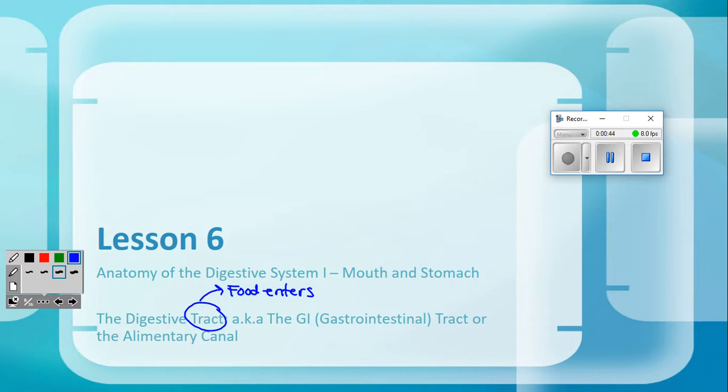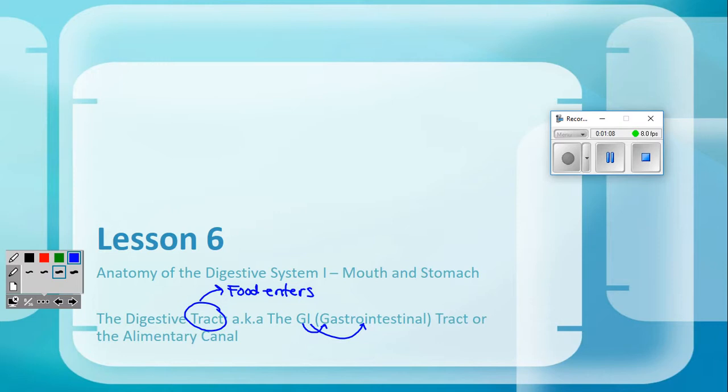Now, digestive tract is probably the most simple version of the name. Sometimes you might see it referred to as the GI tract, where G is the gastro part and I is intestinal. Gastro, or GAST, is what you see at the beginning of a lot of words that refer to your stomach. So it's your stomach and intestines. That's what we're talking about.